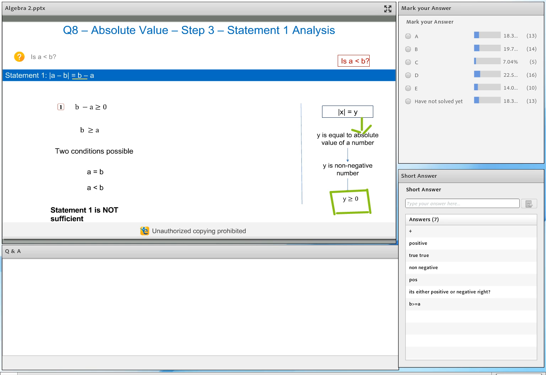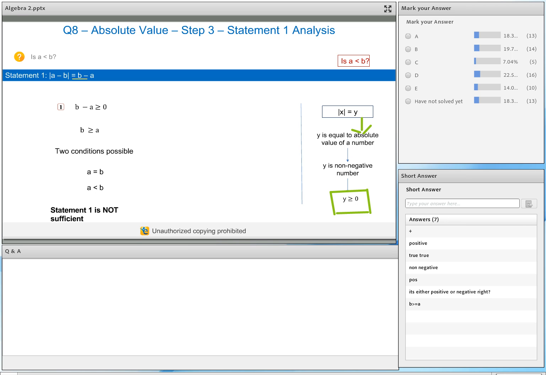You understand the concept here, but you're not 200% clear about the concept, and that's why you got this question wrong. So again, you know that mod of a number is positive, but you don't know that it's non-negative. 0 is also included there, and that's why you faltered over here.